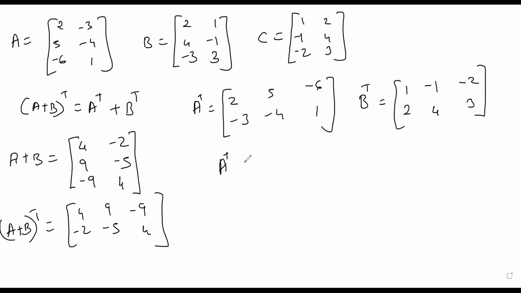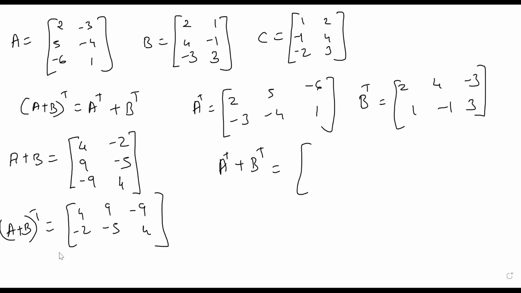Now A transpose plus B transpose is 2 plus 1... 3... sorry, B transpose I've written it wrong actually. B transpose गलत लिखा है मैंने, C का ट्रांसपोज कर लिया उधर. B transpose is 2, 4 minus 3 and 1 minus 1, 3.